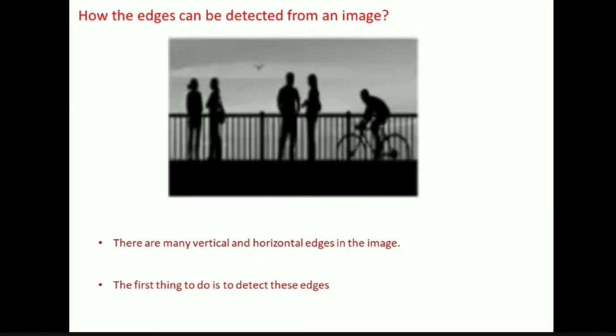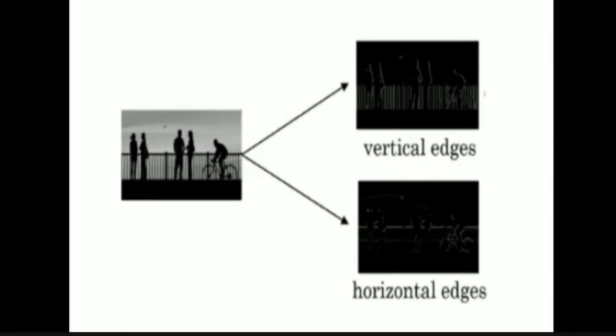There are two types of edges. The first type are vertical edges, and the second type are horizontal edges. So whenever we give an image to a convolutional neural network, the first and foremost thing is to detect these edges. Now let us see what the edges are in this particular image. We have given the input as this image. On the top we have vertical edges, and on the bottom we have horizontal edges.